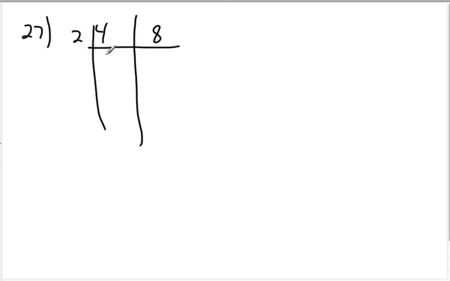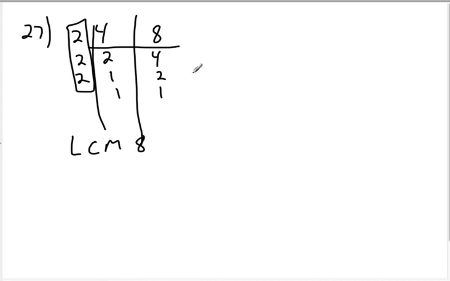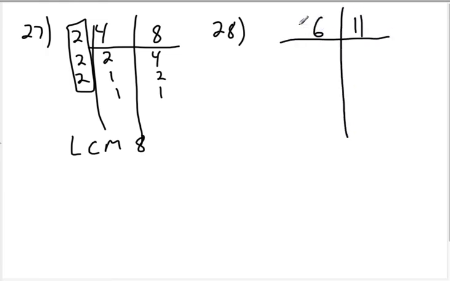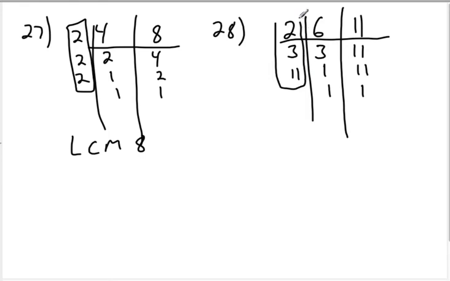Alright, for number 27, find the LCM for each set of numbers, so 4 and 8. So we can use 2. We can use 2 again, and we can use 2 again. And so the least common multiple is going to be 8. Let's try number 28. LCM for 6 and 11. So we have 2, and that makes that a 3. We have not 2, so 3 again, or not 3 again, 3 for the first time. Now we just go right to 11. So it's 33 times 2, so 66.